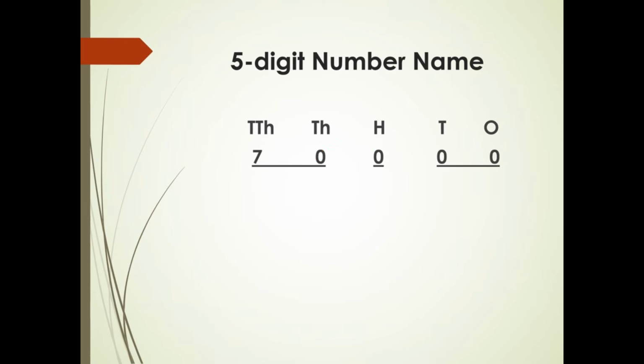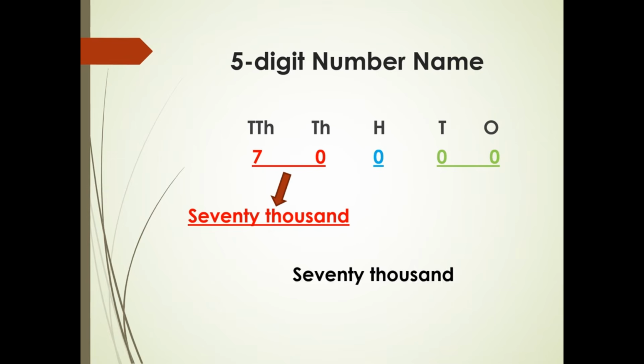Just like before, we take the next example, which has 0 in the hundreds column and zeros in the tens and ones column. This number will be named as 70,000 because only one non-zero digit is in this number. Hundreds and tens and ones columns will not be named here. So the number name will be 70,000.